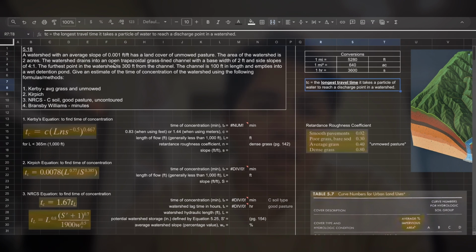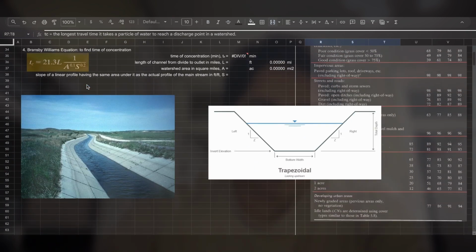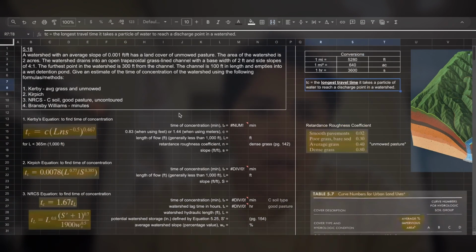The watershed drains into an open trapezoidal grassland channel with a base width of 2 feet and side slopes of 4 to 1. Really quick, I have an image of what that could look like. This image doesn't represent exactly those dimensions, but it gives you an idea of what a trapezoidal channel is. They give us the bottom width and the slope of the side walls, 1 to 4 in our case. Let's continue. The farthest point in the watershed is 300 feet from the channel. The channel is 100 feet in length and empties into a wet detention pond.